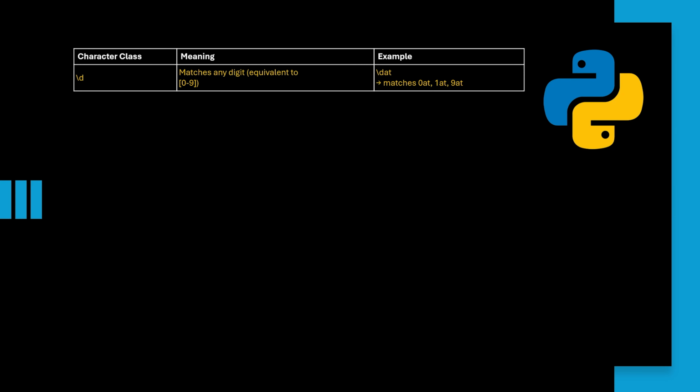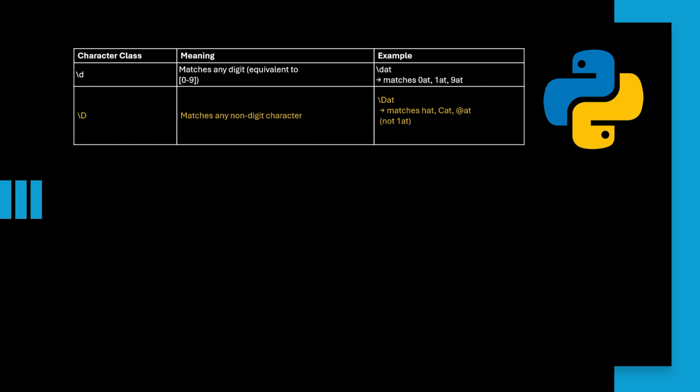So our first character class is D and written as \d. It matches any digit, equivalent to numeric characters from 0 to 9. For example, if you generate a pattern like \dat, it matches strings like 0at, 1at, and 9at. While lowercase \d matches any digit from 0 to 9, the uppercase \D matches any character that's not a digit. It is easier to keep in mind in that form. Let's see it in code.